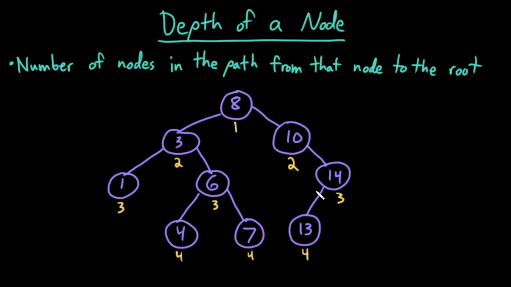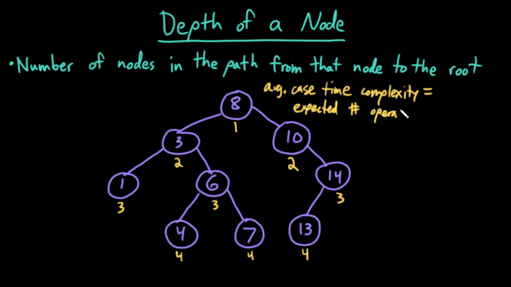So why did I just introduce this new term? Well, if we think about it, we're trying to compute the average case time complexity. It's the expected number of operations to find a query. So the expected number of operations to find a query.